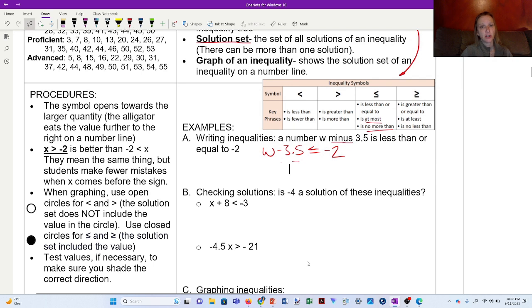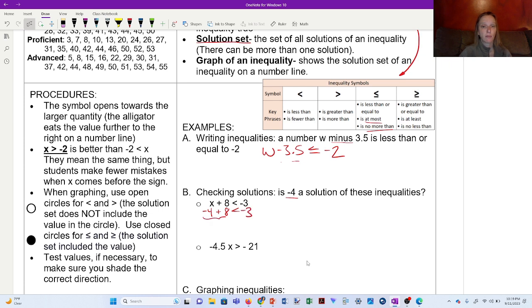The next skill you need to be able to do is to check solutions. For instance, is negative 4 a solution of these inequalities? And to check a solution, all you need to do is plug the value in for the variable. So we're going to plug negative 4 into here, and this is an addition problem, so it's negative 4 plus 8 is less than negative 3.